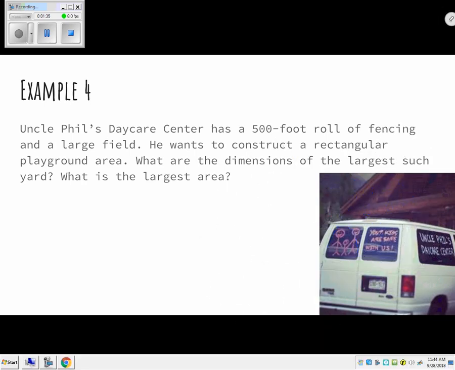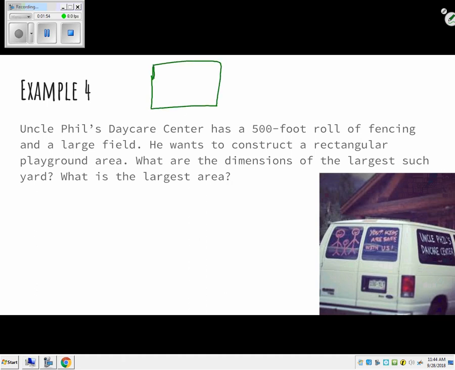So that's going to help us with some word problems tonight in homework. So Uncle Phil's Daycare Center has a 500-foot roll of fencing and a large field. He wants to construct a rectangular playground area. What are the dimensions of the largest such yard? What is the largest area he can make?